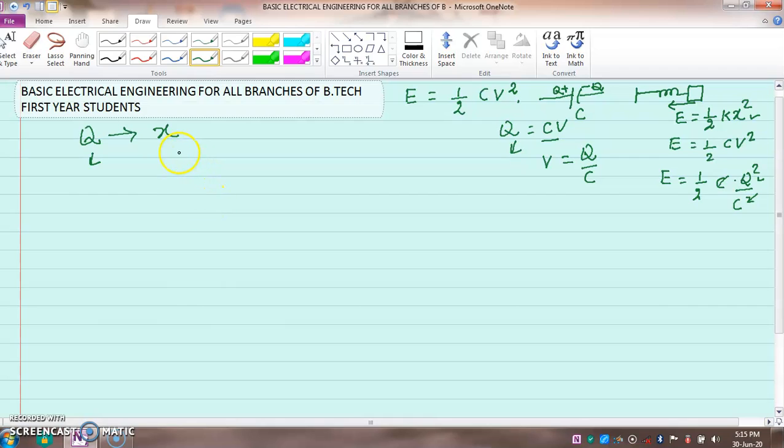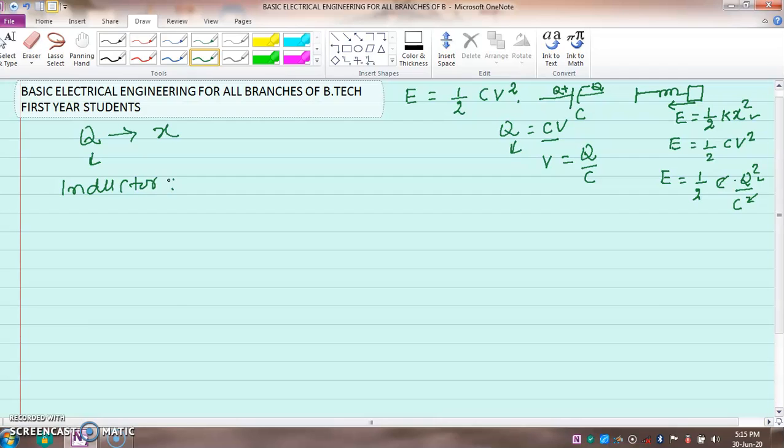Now one more element we have to study, that is the inductor, and after that we will go to the very fundamental laws which you have already studied, that is Kirchhoff's current law and Kirchhoff's voltage law. After that we will solve three to four problems based on the capacitor, inductor and resistance.